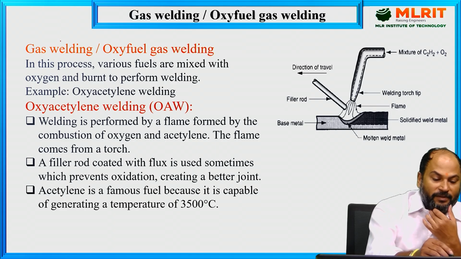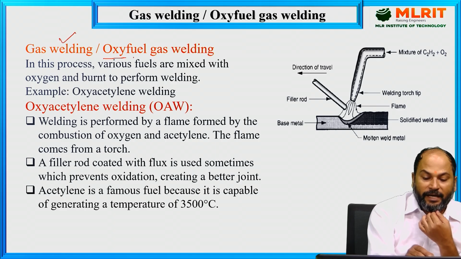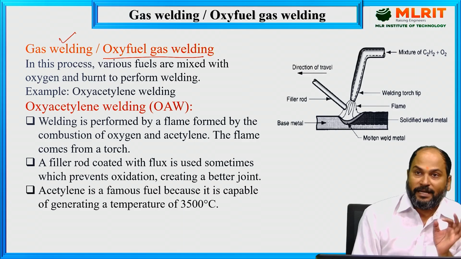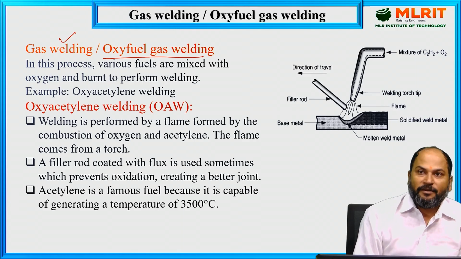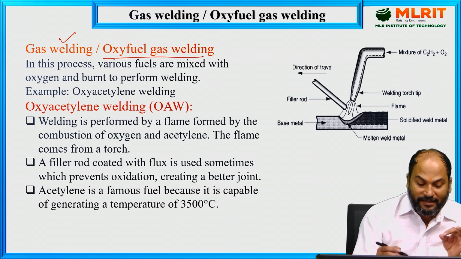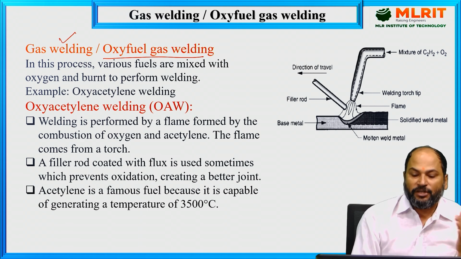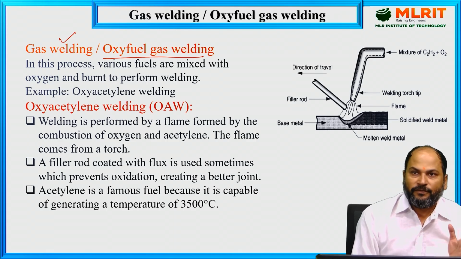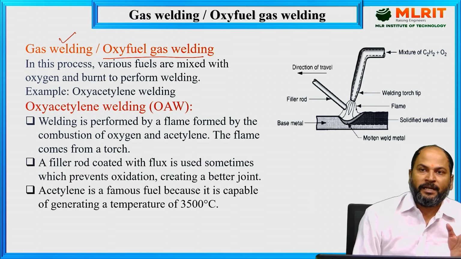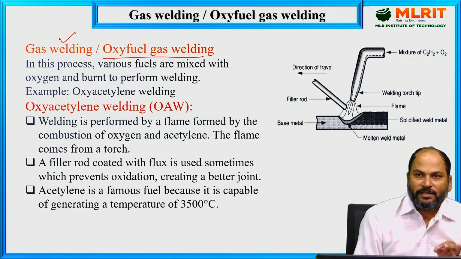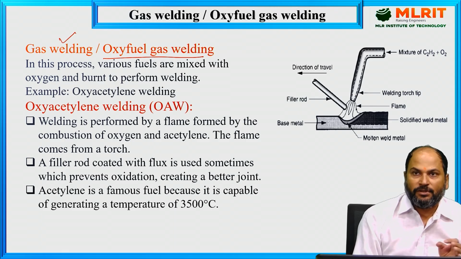This gas welding is also known as oxy-fuel gas welding. In this process various fuels are mixed with the oxygen. Various fuels means different fuels can be used, but mostly acetylene is used. Again I'm repeating, mostly acetylene is used. The reason is it can produce heat up to 3500 degrees centigrade. Whatever fuel we mix with the oxygen, acetylene is the one capable of producing the most heat. That is the reason mostly C2H2, that is acetylene, is used as the fuel.